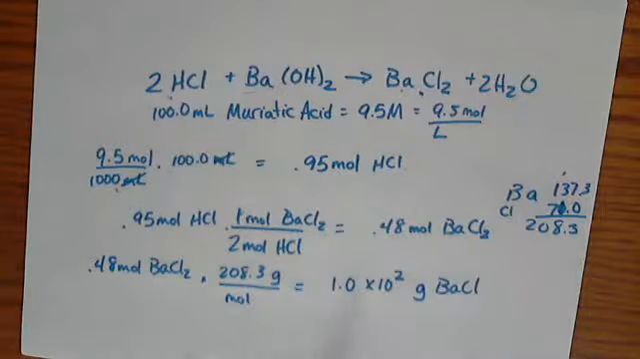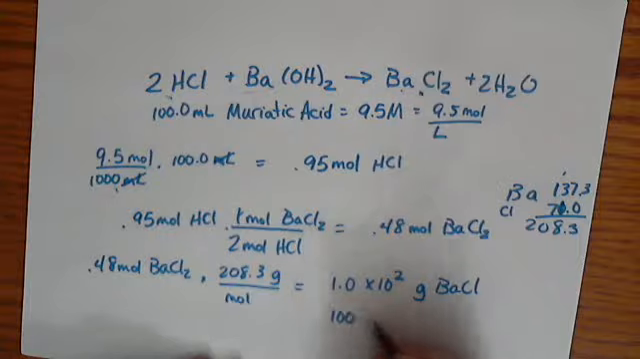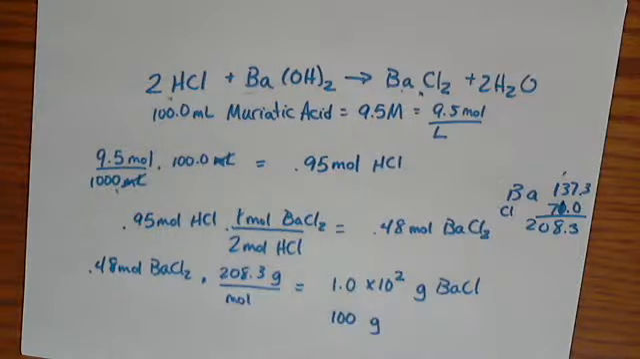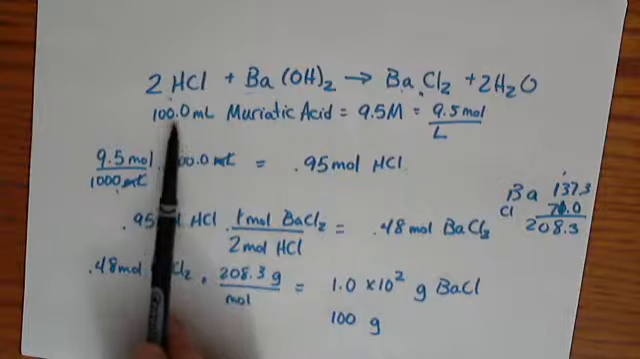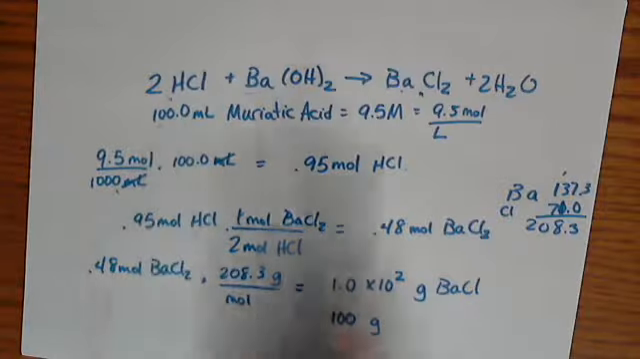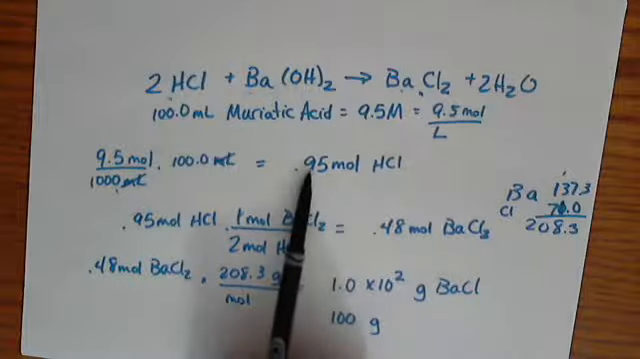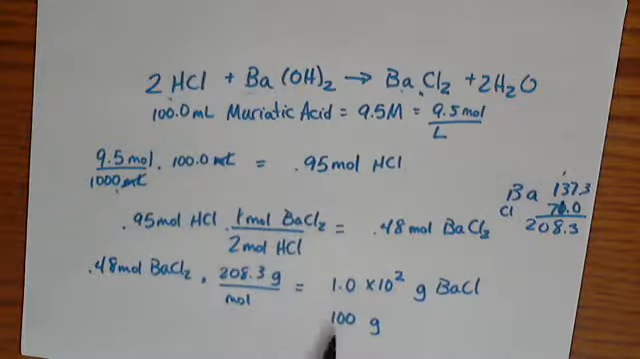Now think for 1 minute before you move on. Why did I write it this way? Because if I multiply this out, it's going to look like 100, right? Because 1.0 times 10 squared is 100. So why did I not just write 100 grams? Well, I know from my starting materials that I should end up with 2 sig figs, right? I have 9.5 molar and I have 100.0 milliliters. So there's 4 sig figs here, there's 2 sig figs here. So 2 sig figs all the way through to the end.